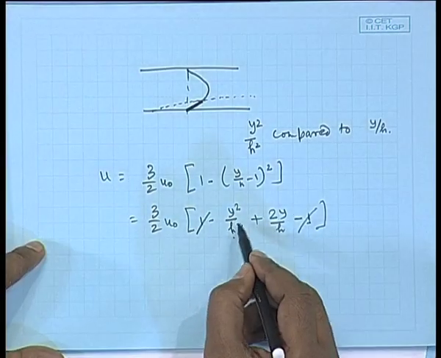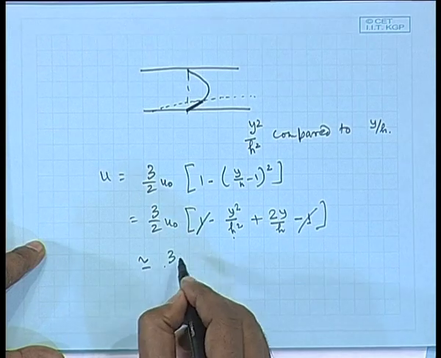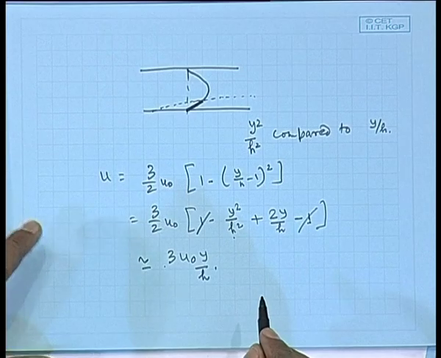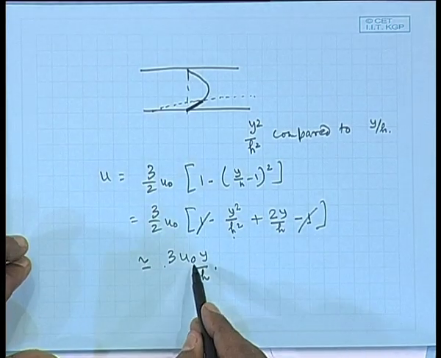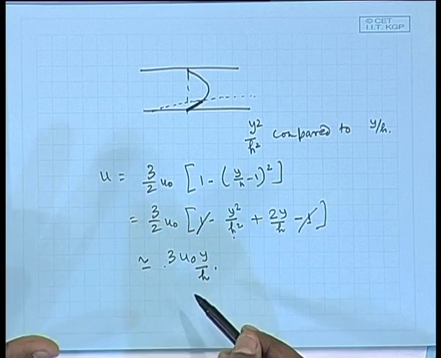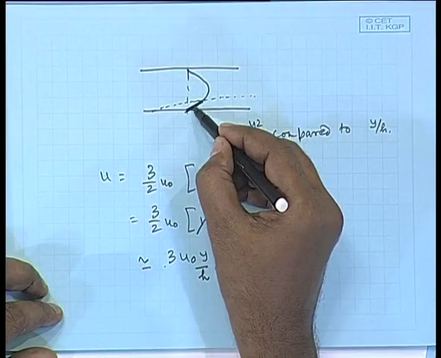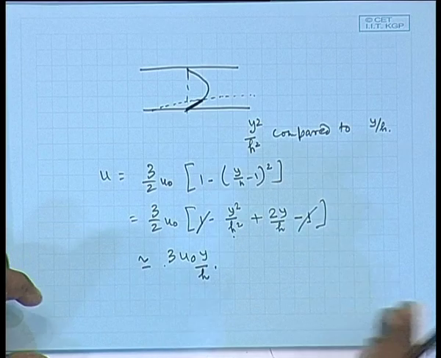So, y square by h square will be very small compared to 2 y by h. So, this will become 3 by 2, 3 u 0 y by h. That means u is equal to nothing but k times y, where u 0 is constant and h is constant. So, it will be k times y, it is basically a linear profile. So, this is a linear portion of this parabolic profile we are discussing. Okay.